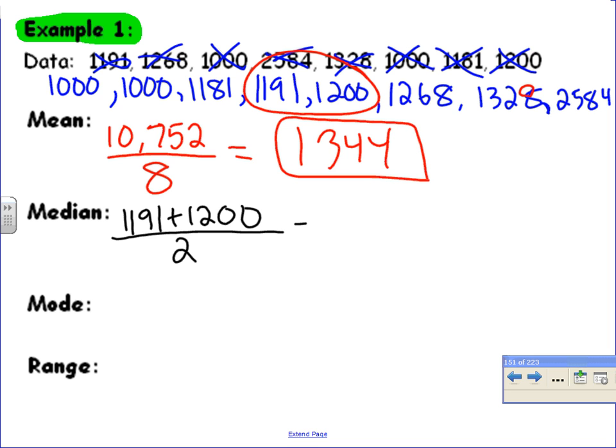So order of operations tells us add the numbers in the numerator first and then divide by 2. So what is 1191 plus 1200? Let's start with that. So 1191 plus 1200. Good. 2391. So add them first. Okay, what's the median? Keep it exact.